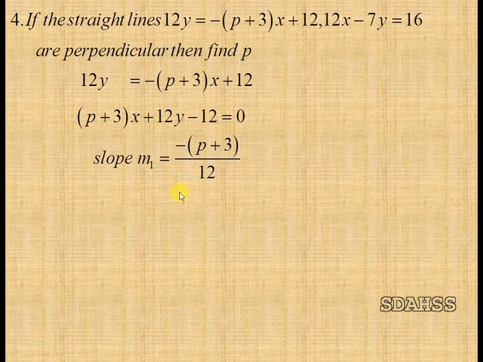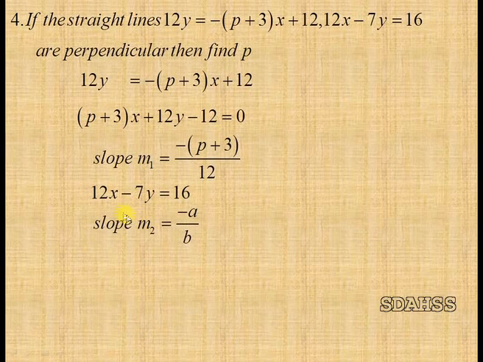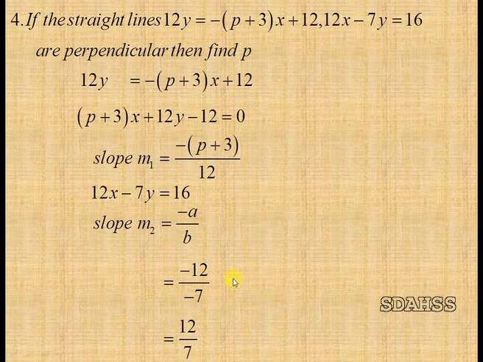Then consider the second equation. 12x minus 7y is equal to 16. Then the slope of the second equation, that is M2 is equal to minus a by b, which is equal to minus, here a is 12 and b is minus 7. Cancel the numerator and denominator by the minus sign. So the remaining you have 12 by 7.